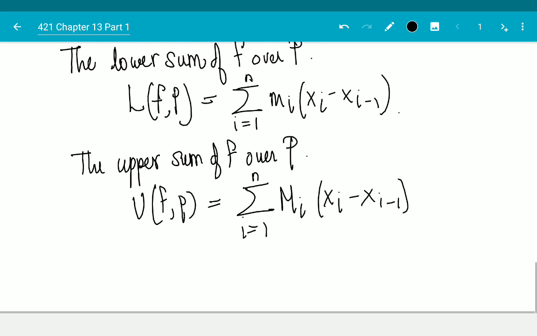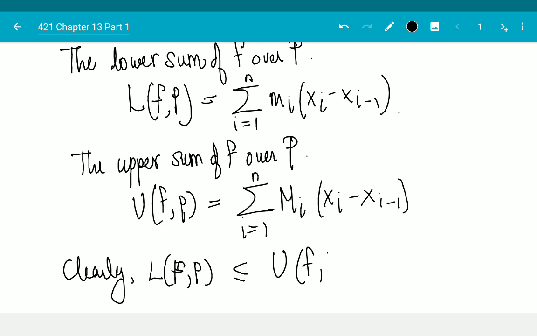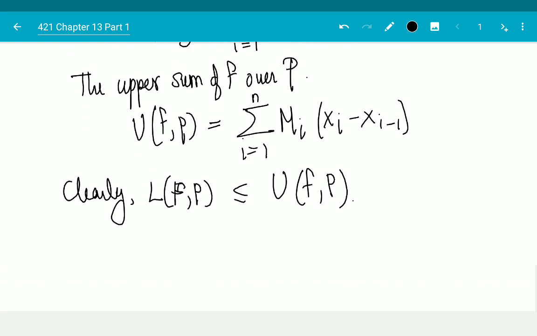Okay, well, clearly L of f comma P is smaller than or equal to U of f comma P, right? If I'm using the same partition, in each of these parts small mi is smaller than capital Mi, and so this works out.